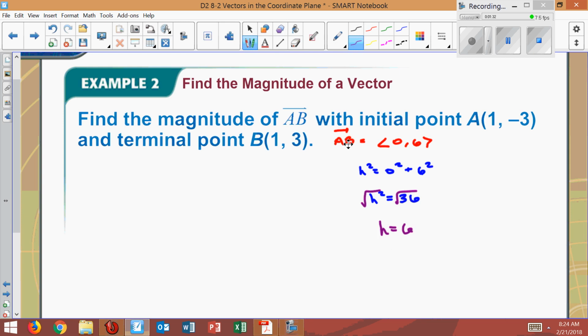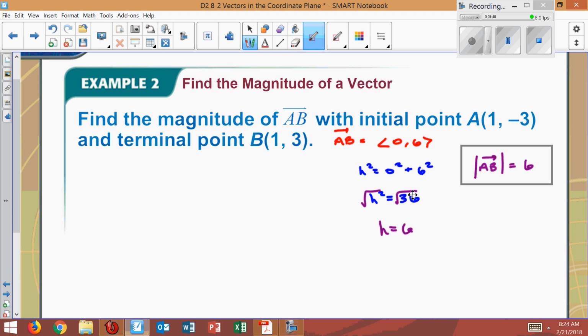And so the way you would write this is you'd put absolute value. Usually that just means positive, but it can also mean magnitude. The magnitude of AB is equal to 6. And that would be our answer there. You could do it this way.